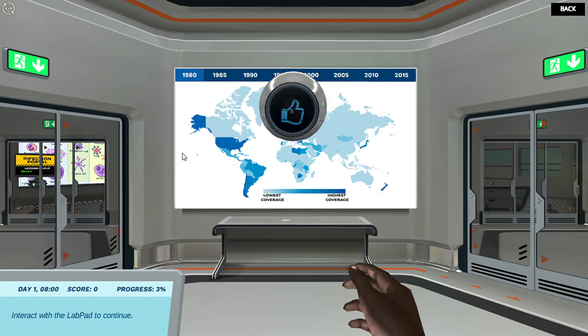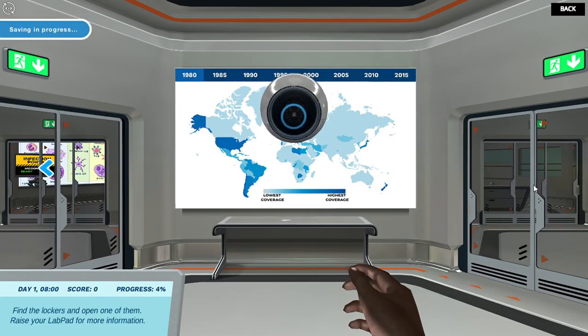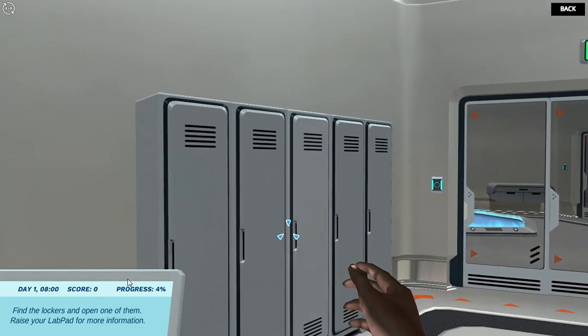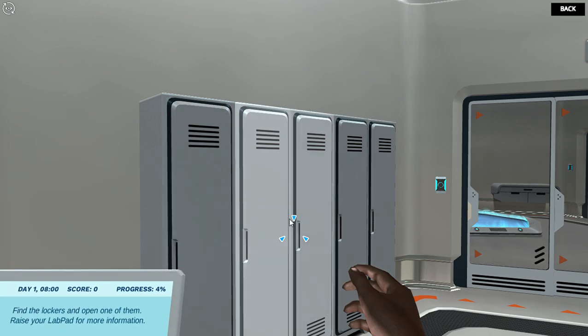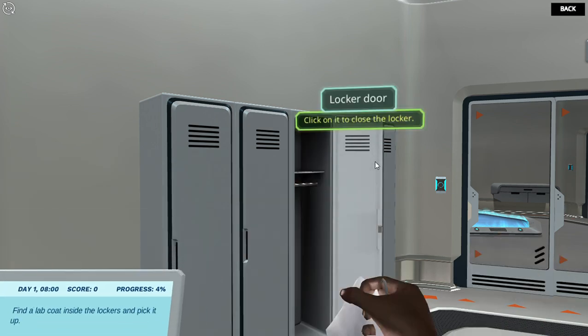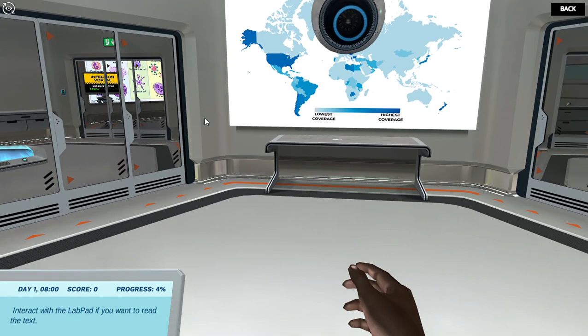Find the lockers and open one of them. Raise your lab pad for more information. Find a lab coat inside the lockers and pick one up. That seems a good fit. You look ready to make a start.